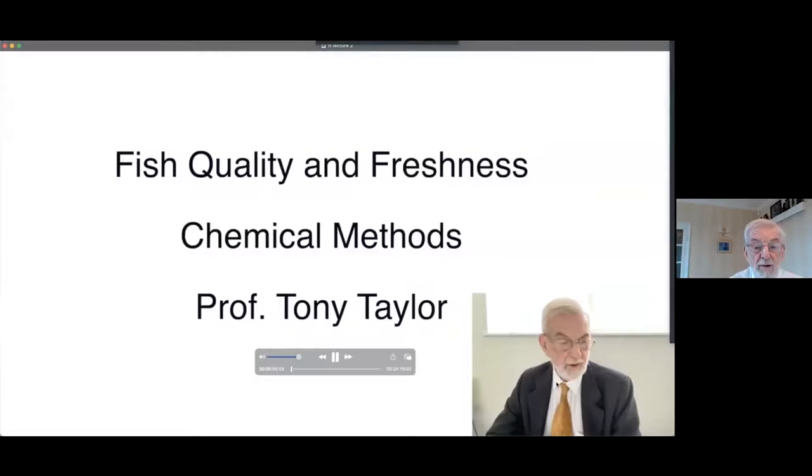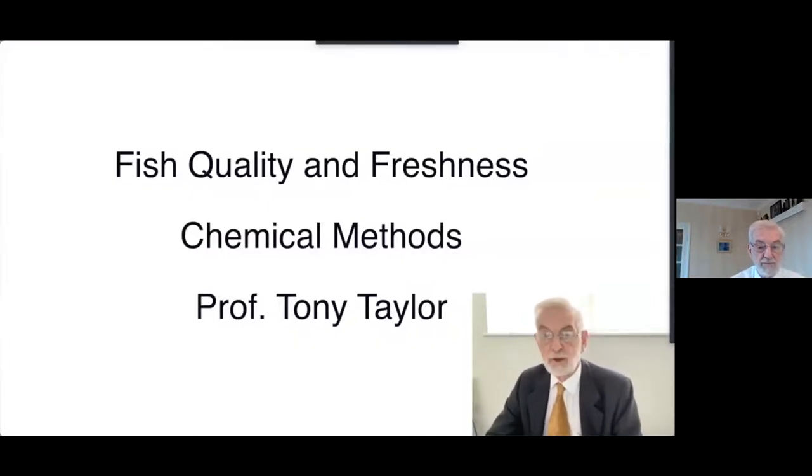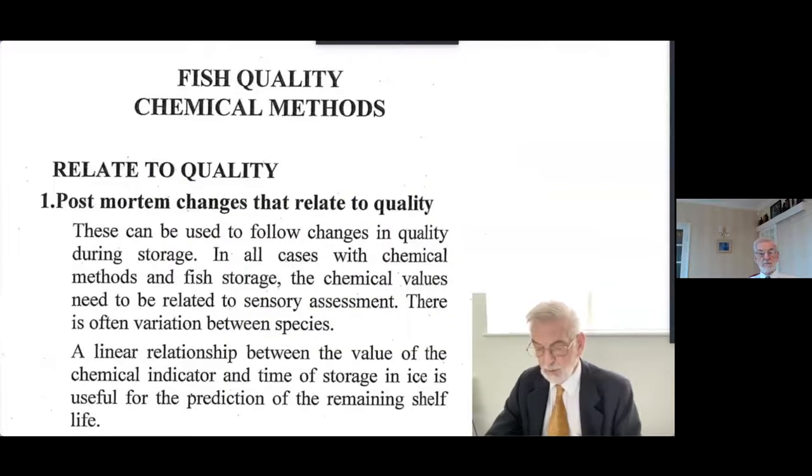This is the second presentation concerning fish quality and freshness, and in this presentation I'm going to talk about chemical methods. Chemical methods can be used for several things. The first one is in relation to quality, and we're looking at post-mortem changes within the fish that will relate to the quality of the fish.